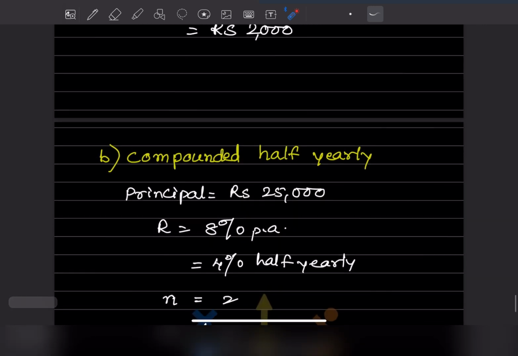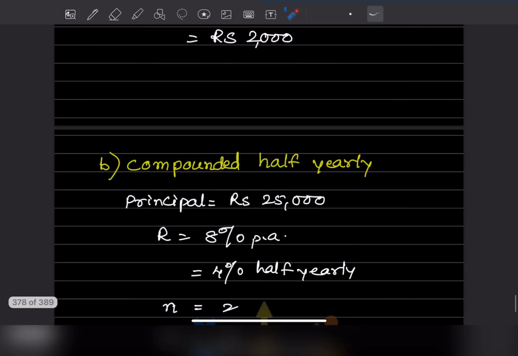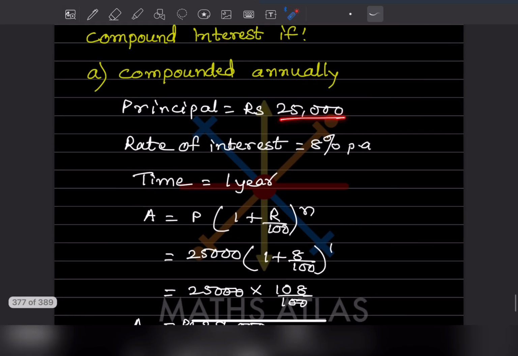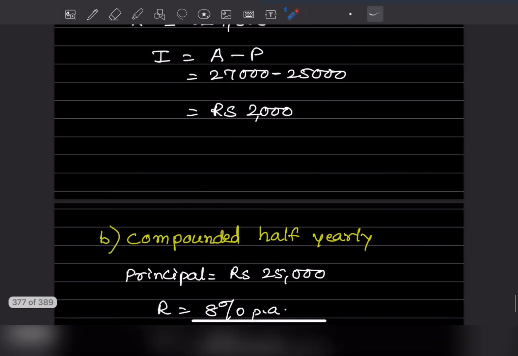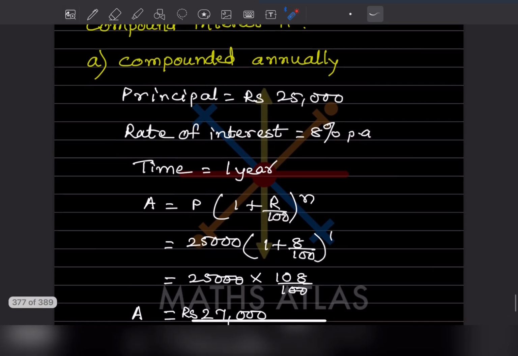Now compounded half yearly. So that was annually. But whenever there is half yearly, just concentrate over here. The principal is the same, that is 25,000. Rate of interest is 8%. But since it is half yearly, you are going to divide this by 2. So this is going to be 4% half yearly. And for this N, what are you going to do? You are going to multiply by 2.